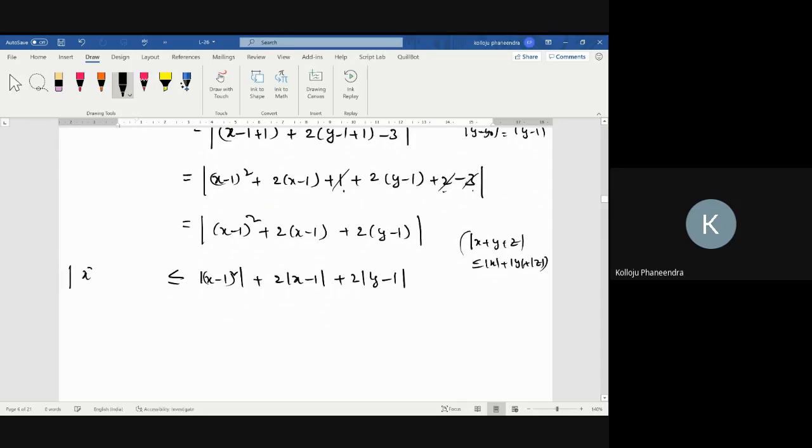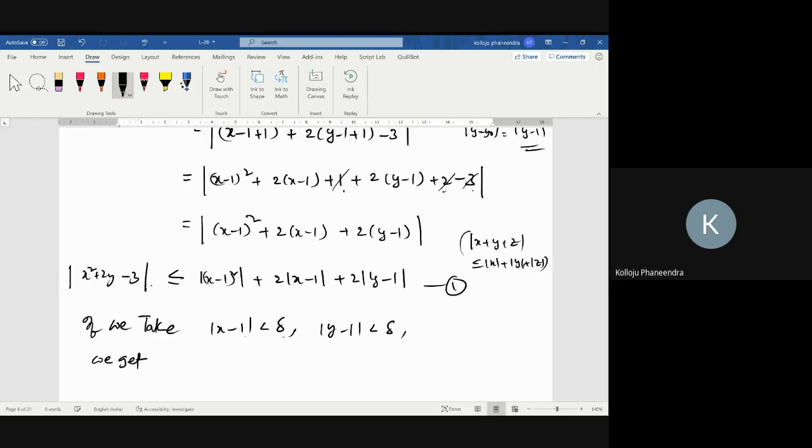What is this value? x square plus 2y minus 3. Take this as 1. If we take mod x minus 1 less than delta, this is compulsory. I already told you this one. That is the condition, mod y minus 1 less than delta for the limit. Whenever these conditions are satisfied, then this mod value is less than epsilon. Mod x minus 1 less than delta, mod y minus 1 less than delta, we get mod x square plus 2y minus 3 is less than or equal to, now these values are less than.